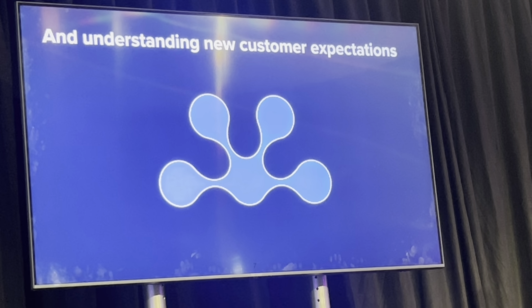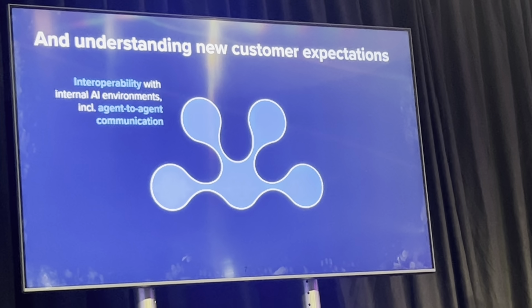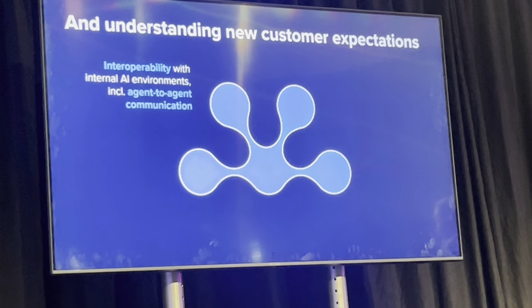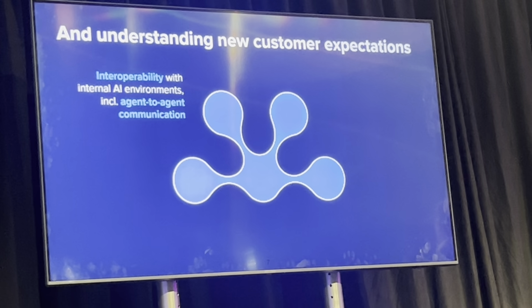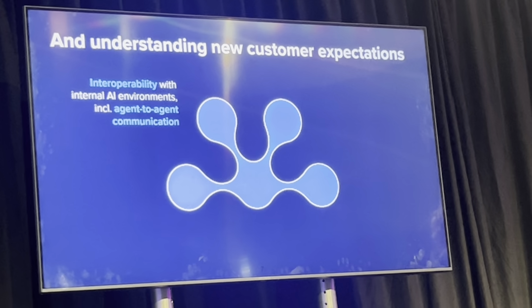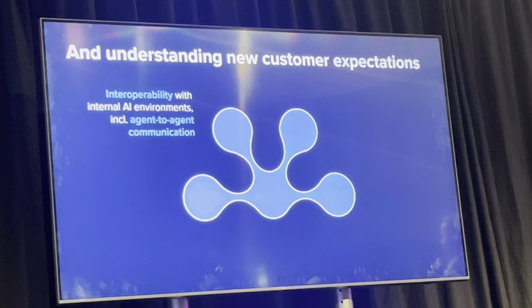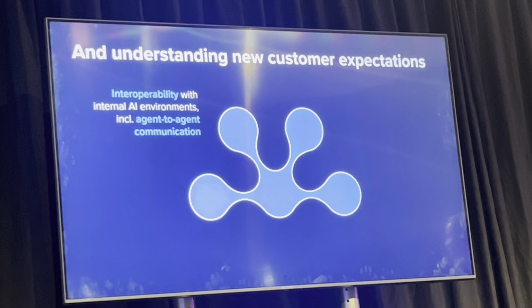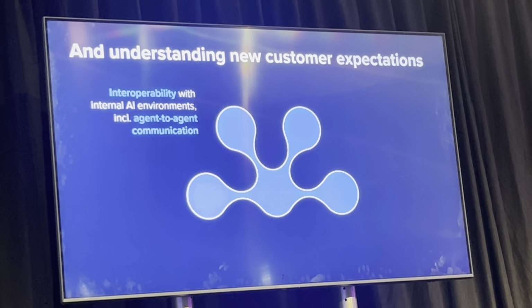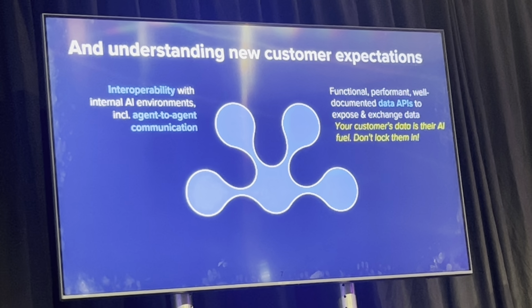At the same time, your customers now have new expectations. One is interoperability with their AI environments, because they already have AI infrastructure and are building apps themselves. So how do you make sure that your app can interoperate with that? For example, having agentic interfaces that can engage with other agents that the customer has created, first party, third party, and vice versa.